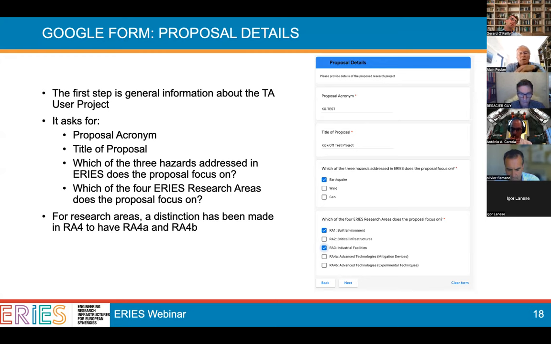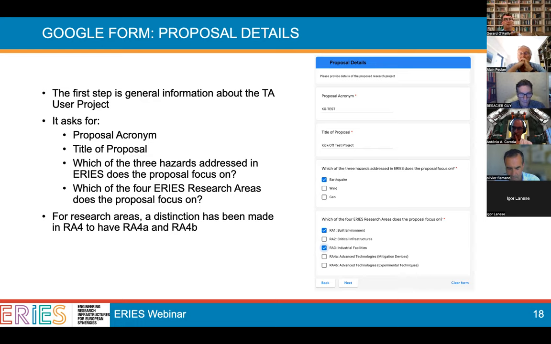The fourth one refers to advanced technologies. And this is a little bit vague in how it's described, but we decided to make a distinction here. Advanced technologies can mean two different things in this project. Ideally, we talked about it in terms of mitigation devices.